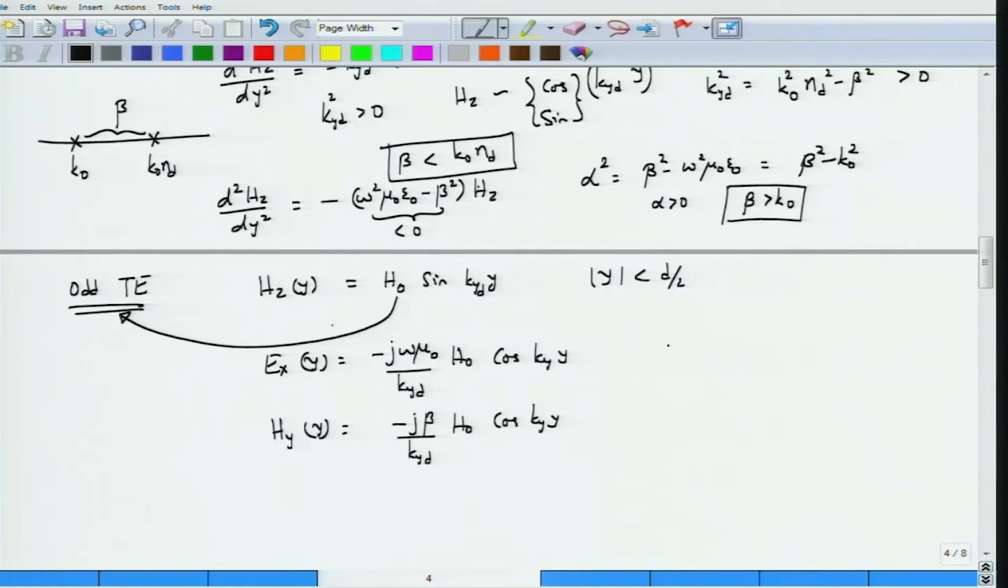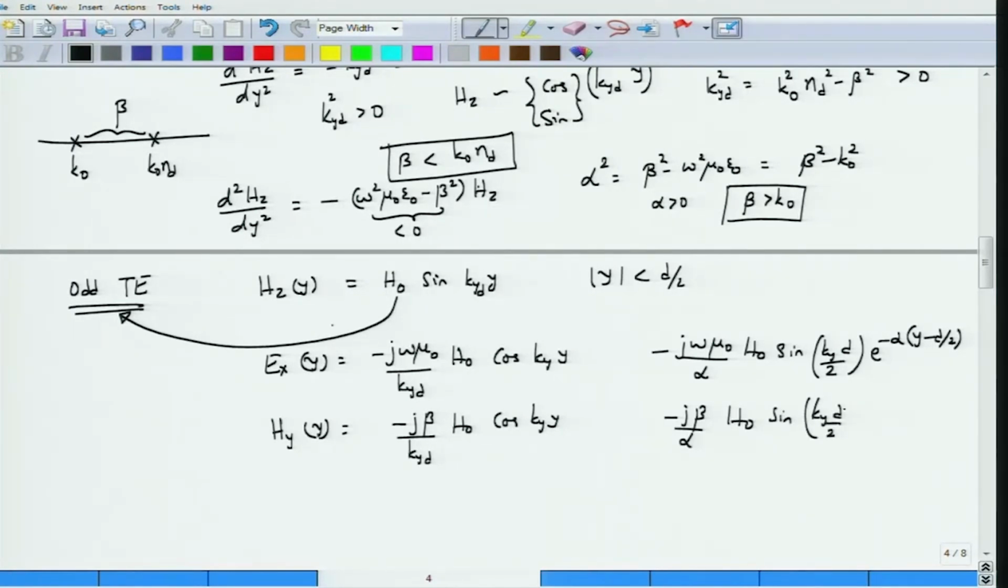So first consider y greater than d by 2, for which Ex of y becomes minus j omega mu 0, but the differential of Hz is now e power minus alpha, therefore it would be alpha that is coming out in the denominator. So that would be alpha H0 sin ky d by 2, that would be the continuity condition at the boundary, e power minus alpha y minus d by 2. Okay. And then you will also have the solution for Hy, which is minus j beta divided by alpha H0 sin ky d by 2 e to the power minus alpha y minus d by 2.